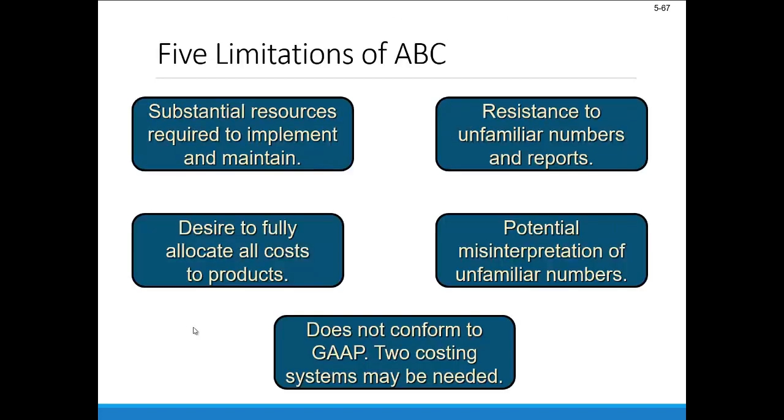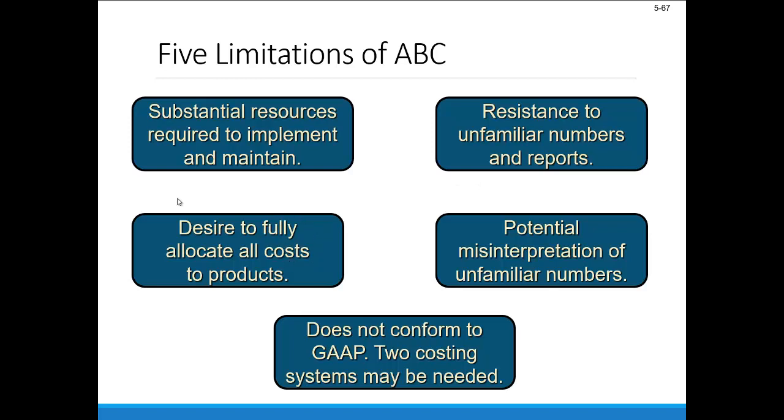And then just to close out here, there are some limitations of ABC to be aware of. It certainly does take substantial resources to implement and maintain. So there is some risk involved in trying to do it for sure. There may be some resistance to unfamiliar numbers and reports from management. As we talked about earlier, this ABC system really needs top management support. We need to educate managers on why it's better for them. We need to tie performance measures to this cost information as well to make sure everything aligns appropriately.